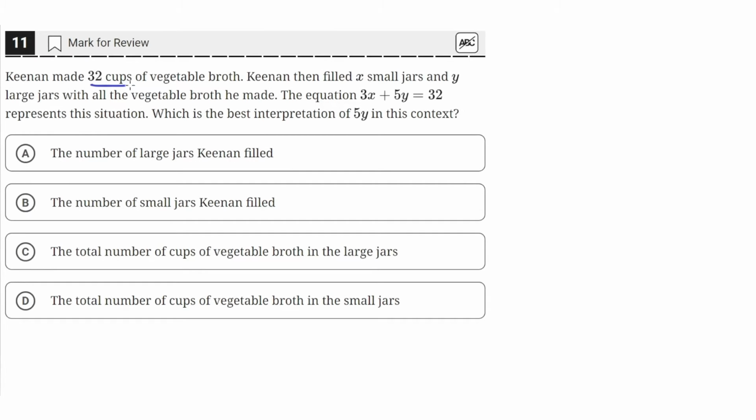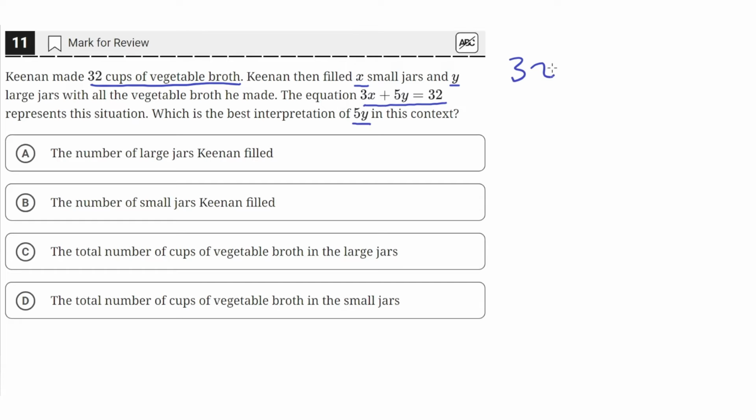Keenan made 32 cups of vegetable broth. Keenan then filled x small jars and y large jars with all the vegetable broth he made. The equation 3x plus 5y equals 32 represents this situation. What is the best interpretation of 5y in this context?